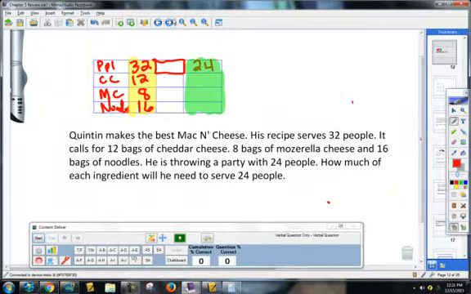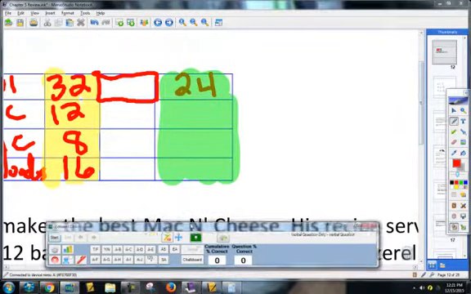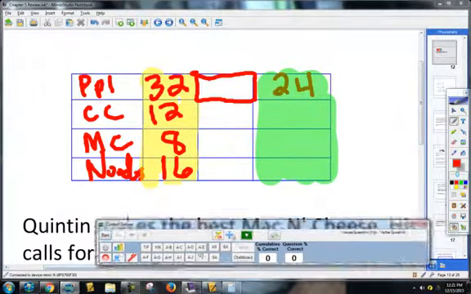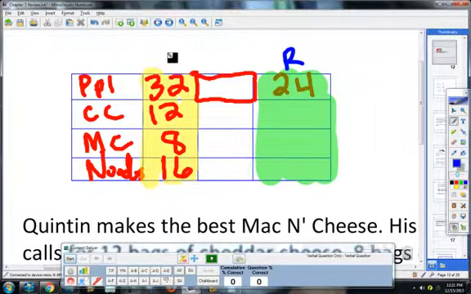Everybody listen? So here we have the situation. It's already laid out for us. We're being given all this fake information. We know that Quentin's recipe will feed 32 people. We know that he needs 12 bags of cheddar cheese, 8 bags of mozzarella cheese, and 16 bags of noodles. The only piece of real information, this is real, this is fake, is that he wants to serve 24 people. So we've got to figure out somewhere to scale.